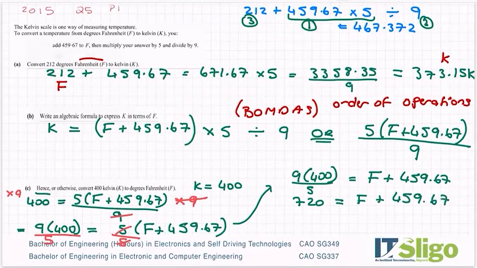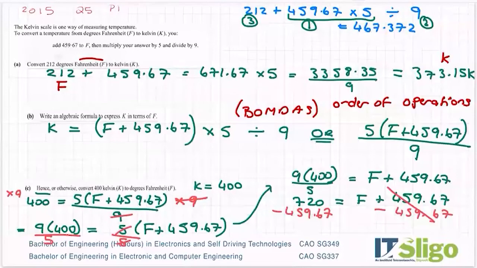Okay, and then you're asking, how is the 459 attached here? Well, it's plussed, so you know then if you minus it, so it's always the opposite operation that we do. They will cancel, and so my Fahrenheit is equal to that 720 minus 459.67. So 260.33. Okay, so that's how you would do it.